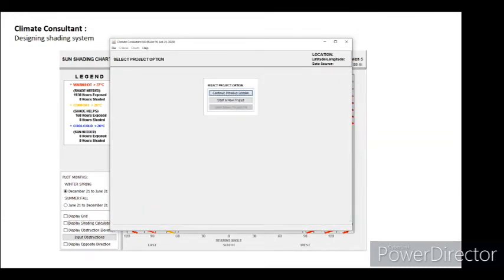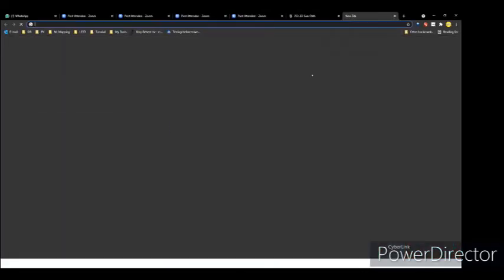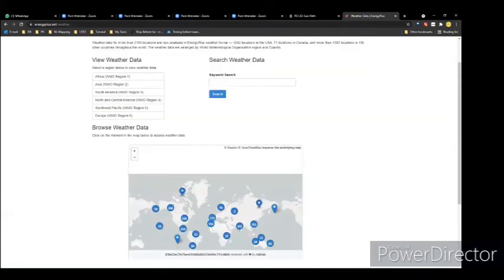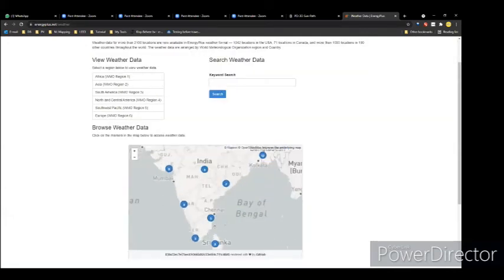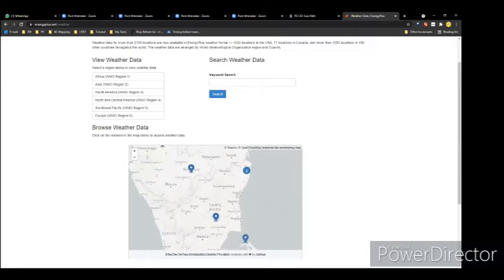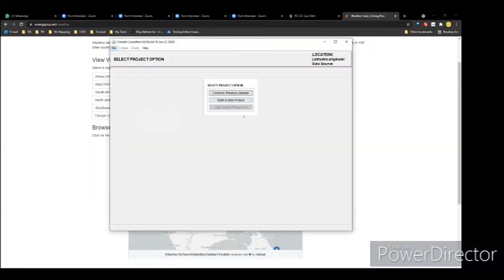then it asks you to start a new project. You load your climate file into the software. You can find all the climate files at energyplus.net/weather, where you can go to India. I'm using data from Trichy. And if you load that weather file into Climate Consultant, it looks something like this.